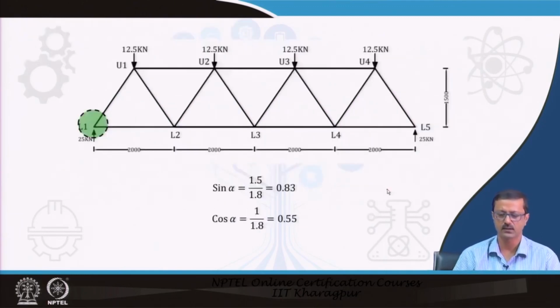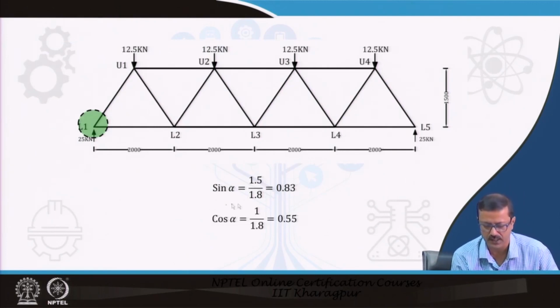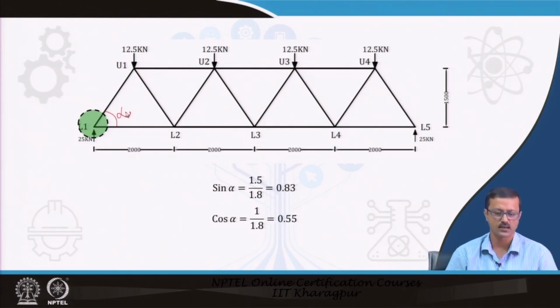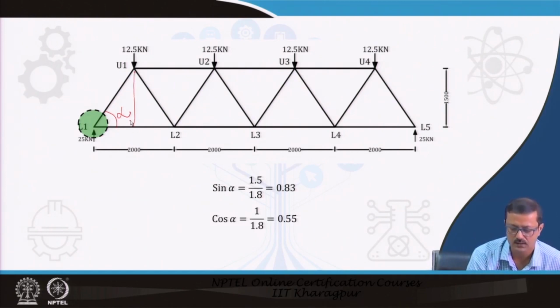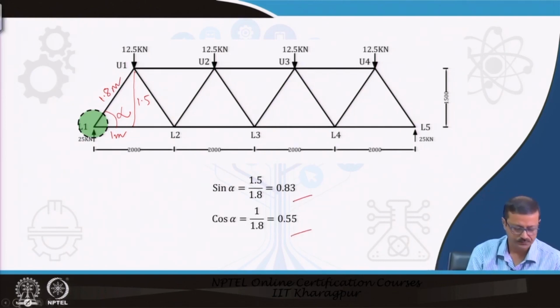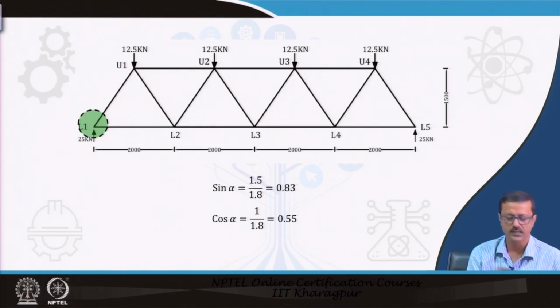Again, if I can find out the half portion of this truss, I will start from here. First find out what your sin alpha and cos alpha are. Assume this angle as alpha. You know this is 1.5 meter, this is 1 meter, and this hypotenuse is 1.8 meter, and you can find out the values of cos and sin alpha. And from this particular joint L1, if I first take it, you can find out these two forces.